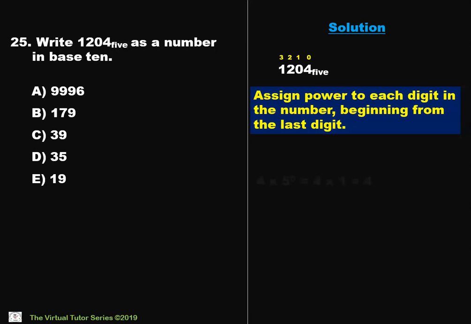So we have 4 times 5 raised to the power 0. Note that any non-zero number raised to the power 0 is 1. Therefore, 5 raised to the power 0 is 1, and 4 times 1 is 4. Next, we have 0 times 5 raised to the power 1. Also note that any number raised to the power 1 is the number itself. Therefore, 5 raised to the power 1 is 5, and 0 times 5 is 0.